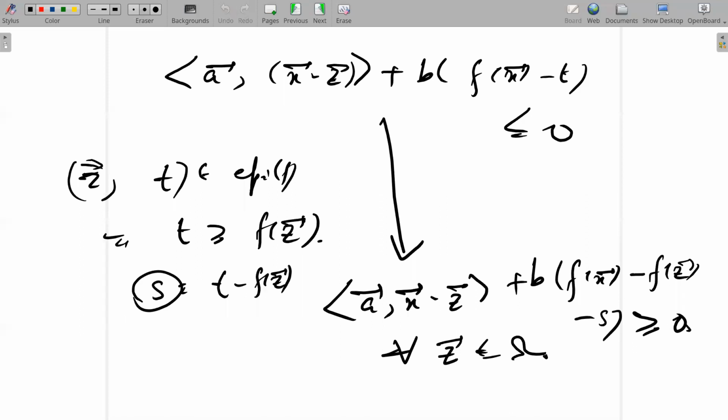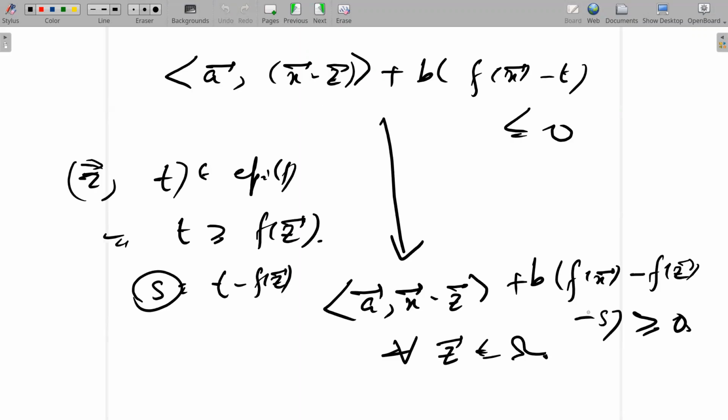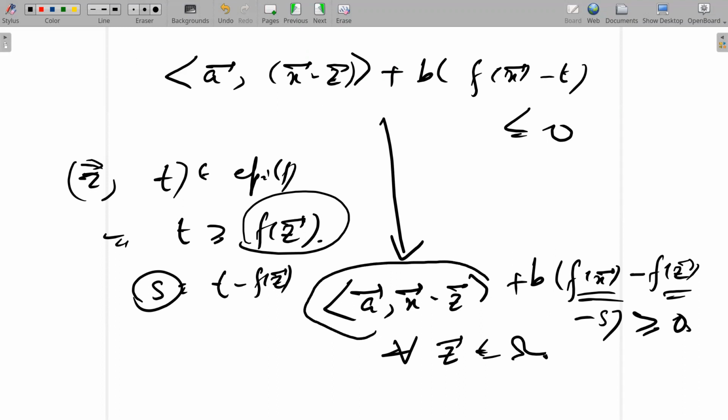Now first, let S tend to infinity. That is possible, right? Because T is bigger than or equal to f(Z), but it can be as big as you want as long as it is above f(Z). So S can be as big as you want, and this inequality will still be satisfied. Now I'll send S to infinity. Since X and Z are fixed numbers, and f(X) and f(Z) are fixed numbers, this difference will go to minus infinity. And this is also a fixed number, right? A is fixed, X is fixed, Z is fixed. So if I send S to infinity, this is going to be negative eventually. So that means it should be less than 0.